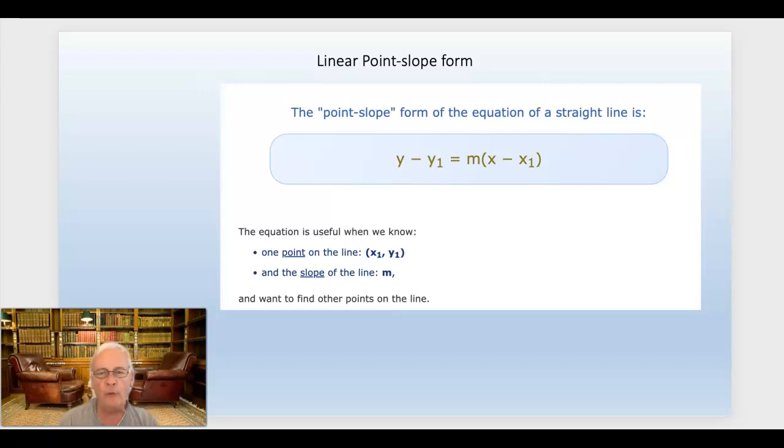Guys, the point-slope form of a linear equation looks like that, okay? It's relatively simple. Again, we use it if we get one point and we know the slope. And this looks kind of like the formula for a slope we talked about on Friday.